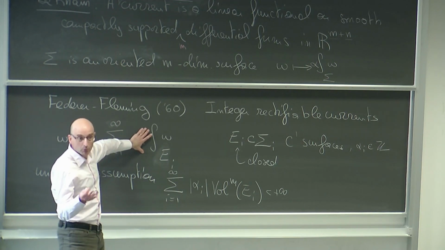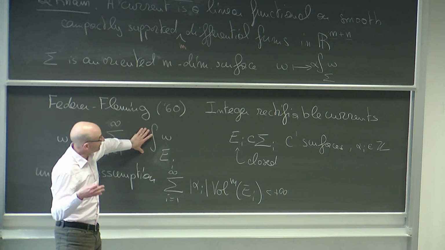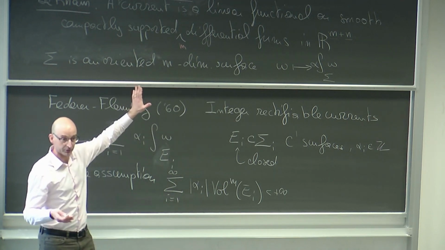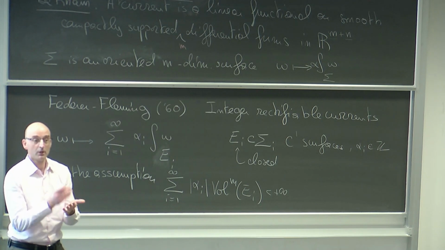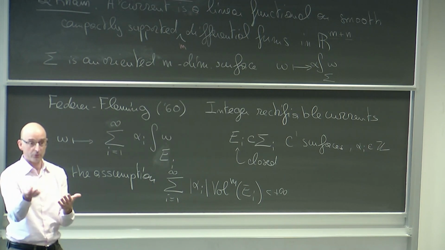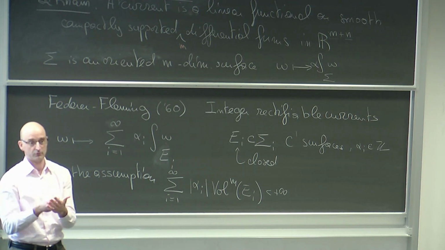So they can be represented in this way. I should tell you what is the boundary of a current. The boundary of a current is defined, even in de Rham's original theory, by postulating Stokes' theorem. Okay, so the boundary of a current acting on a form is the same as the current acting on the differential of the form.